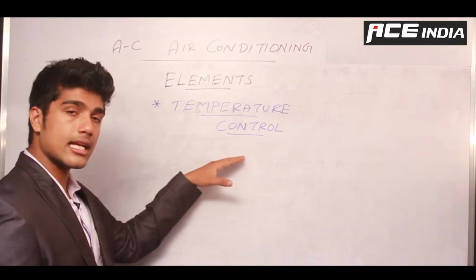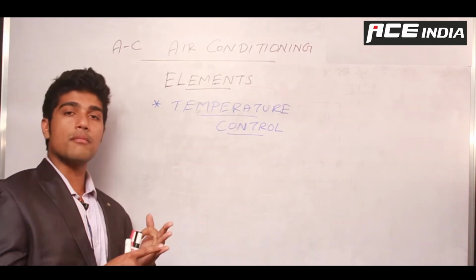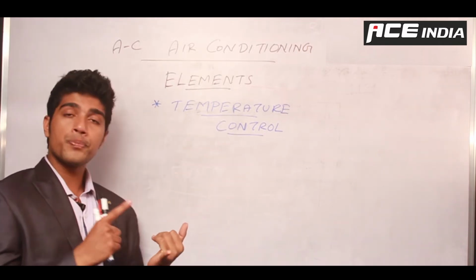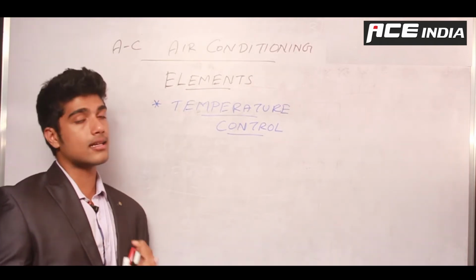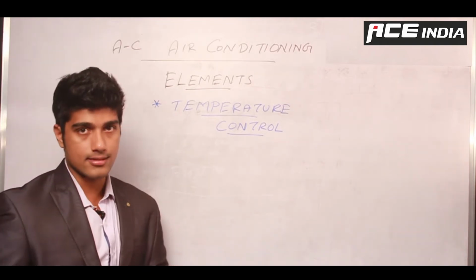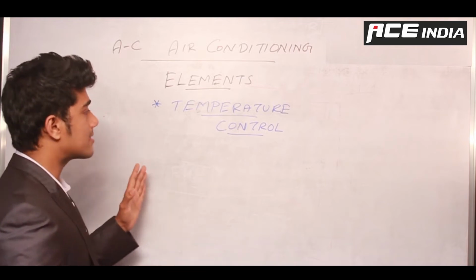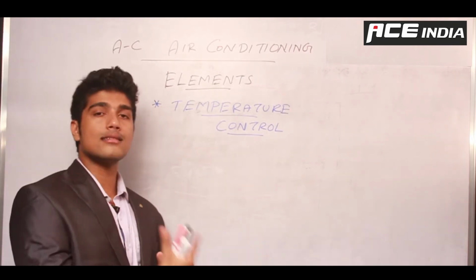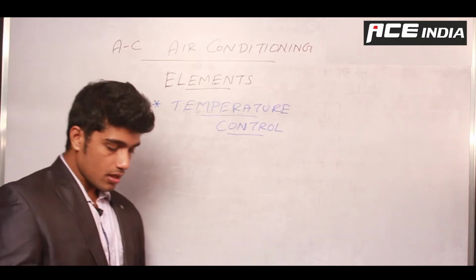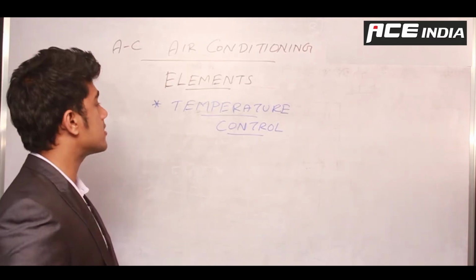If you are going for a heating system, you will have these three methods: either strip heaters, or a reverse VCR cycle, or a heat pump, or in other words, you can go for a boiler system. If you are going for a cooling system, you will have something called a refrigerating system inside. That I'll discuss after this session, right? So anyway, you have to go for temperature control.